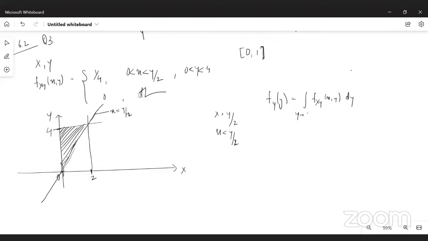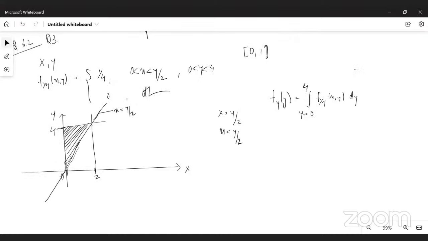You're saying y starts from 0, and what should the upper limit be? y goes to 4. Okay. So if you do this, what will you get? f(x, y) is 1/4, so 1/4 into 4 will come out to be 1.